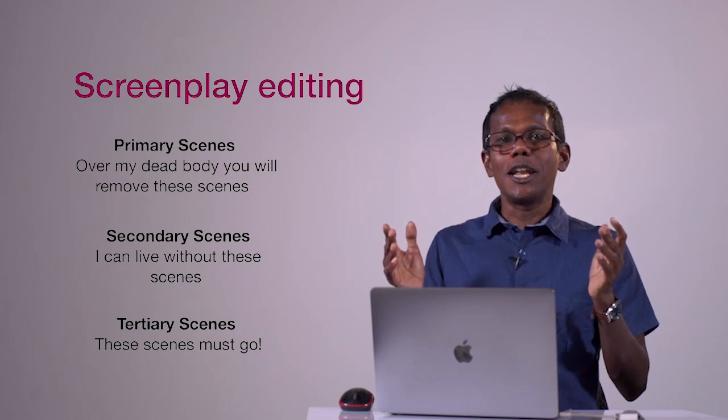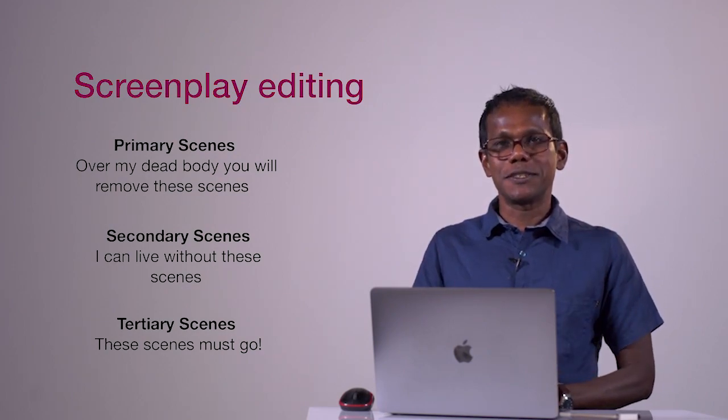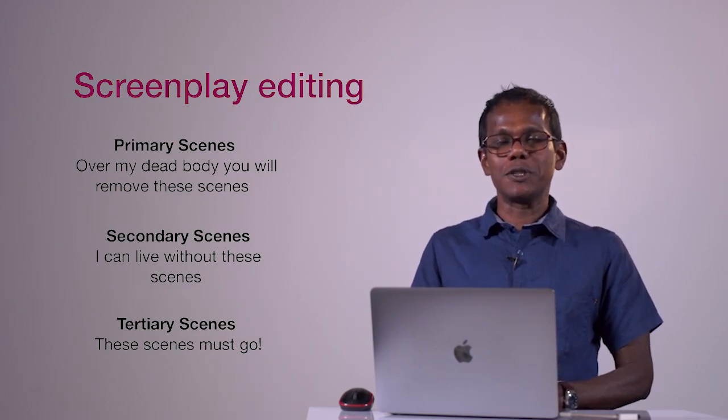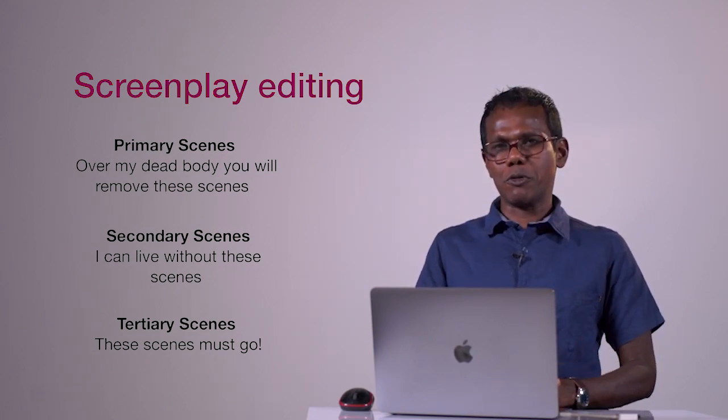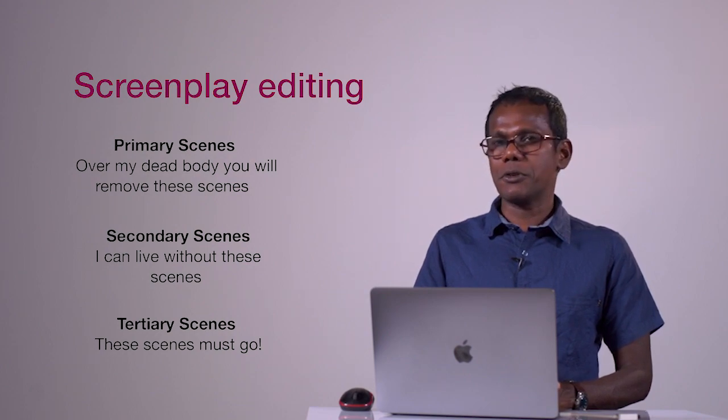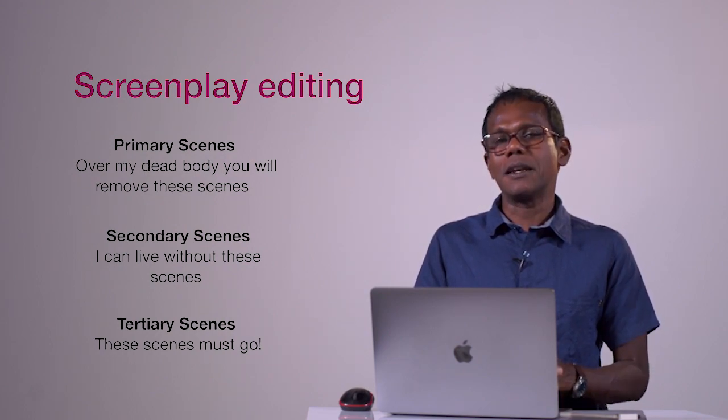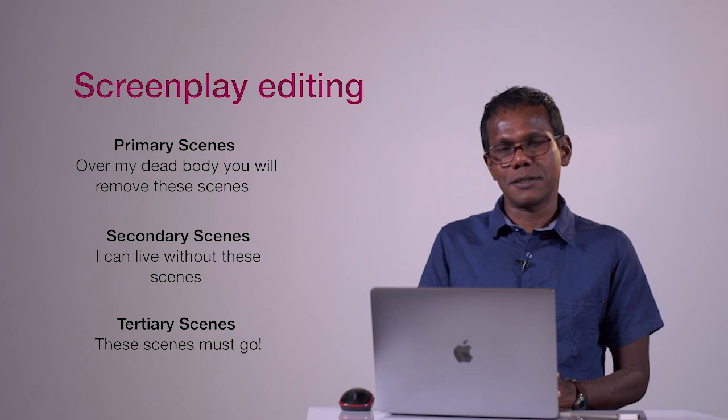Then primary scenes. Primary scenes are very, very important for a writer. And I would identify those primary scenes in this manner: over my dead body are you going to remove this scene. You have to kill me to remove this scene. That's how important those scenes are. I'm so passionate about those scenes, and I'm never going to let these scenes go. And a writer can have those scenes in the screenplay.